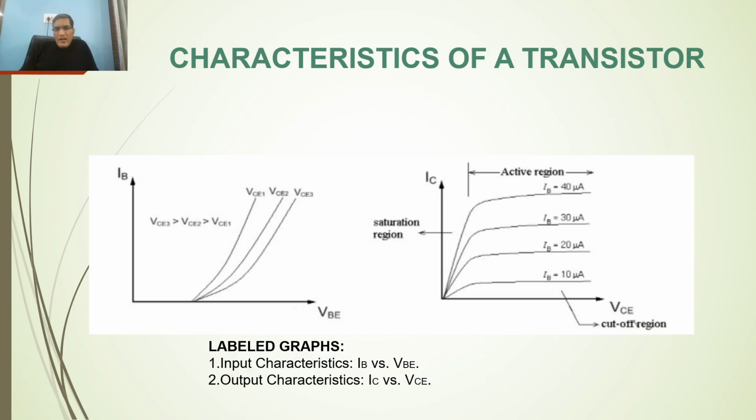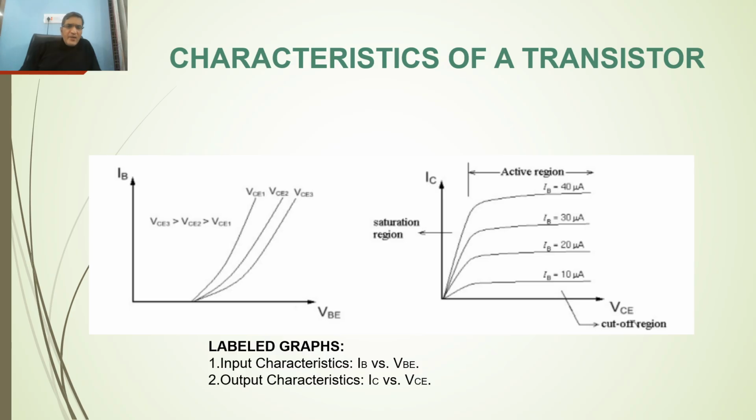Again, as we increase the base current to 20 microampere, the magnitude of the collector current increases. And again, after a certain value, it is flat. As we increase the base current, the collector current increases. So this curve clearly shows that by a small base current, we have controlled the large collector current. And this is the key feature of amplification.